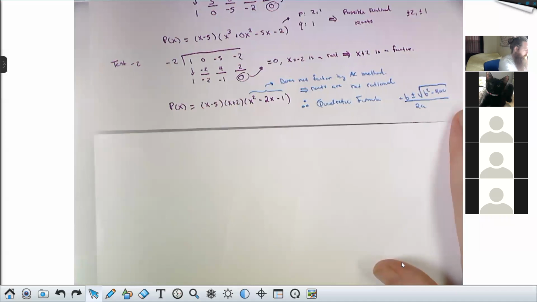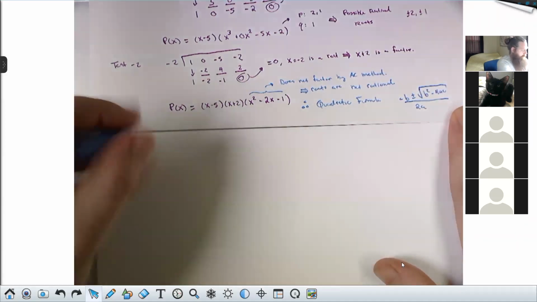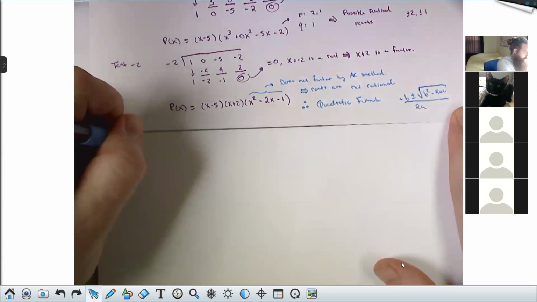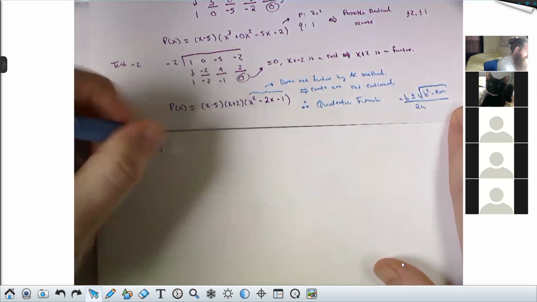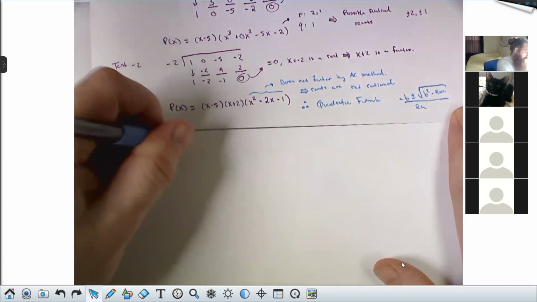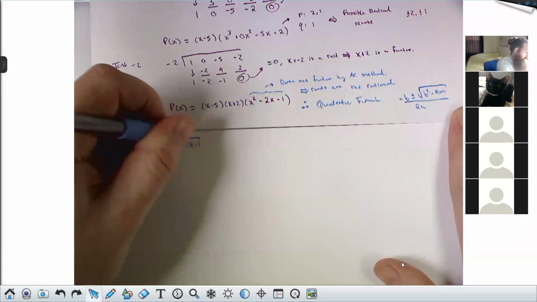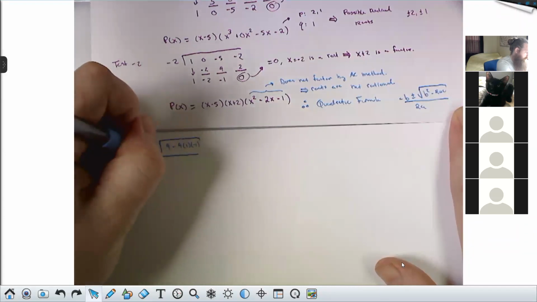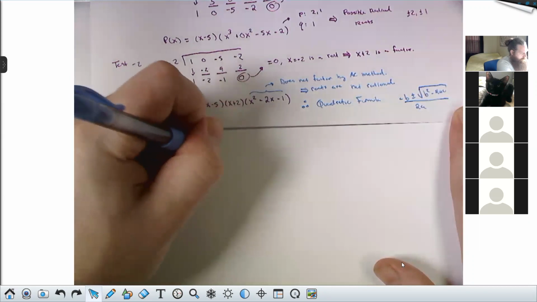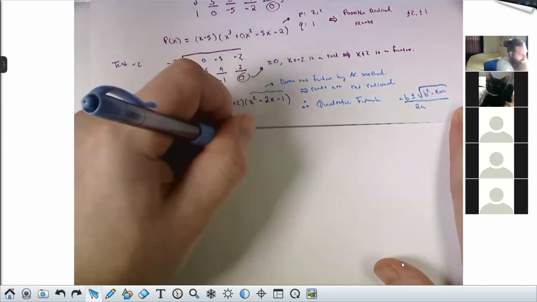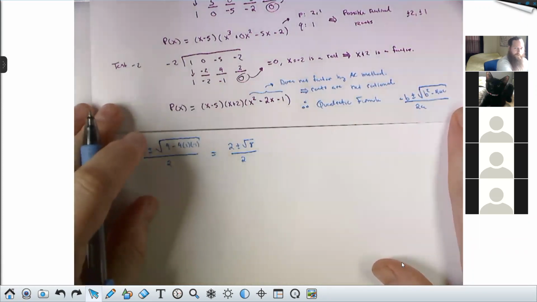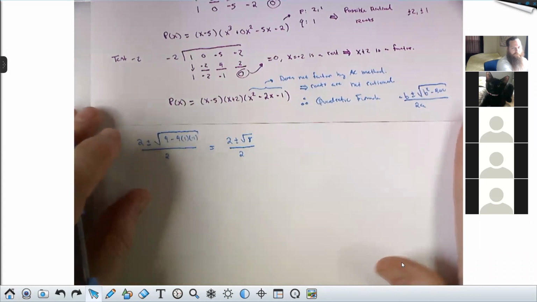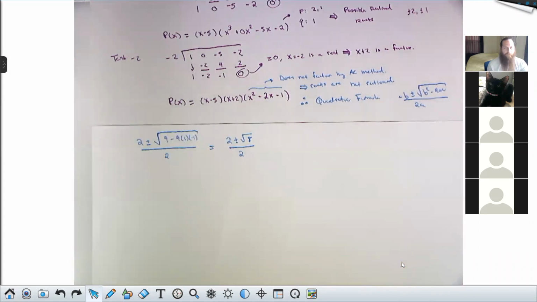So what are those numbers? Well, that's going to be -2 plus or minus the square root of b squared, which is 4, minus 4 times 1 times -1, all over 2a, which is going to be 2. So that's 2 plus or minus the square root of 8 over 2. How do I simplify the square root of 8? 2 square root of 2. Very good. Yeah, it's 2 root 2.